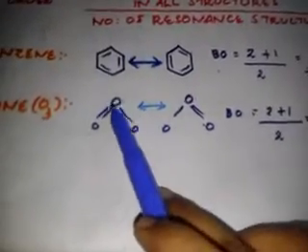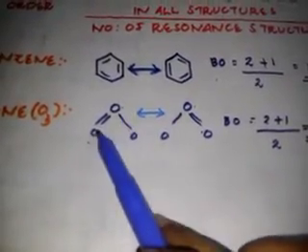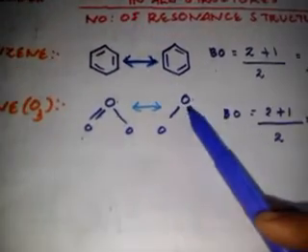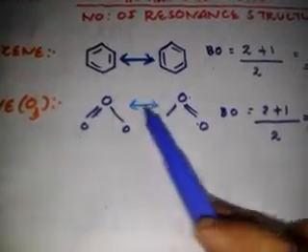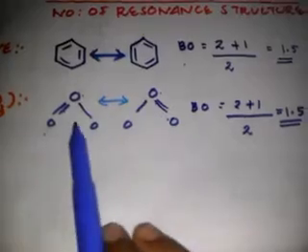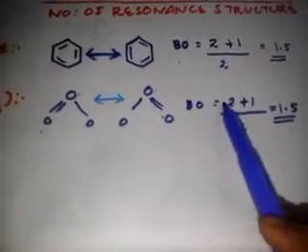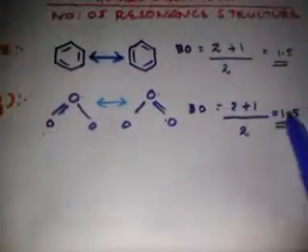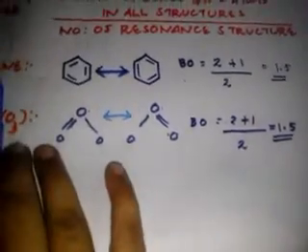Once again, the total number of bonds between these two atoms is 2. When we come to this structure, 1. So 2 plus 1 divided by the total number of resonance structures, that is 2. So 2 plus 1 by 2, 3 by 2, which is equal to 1.5.